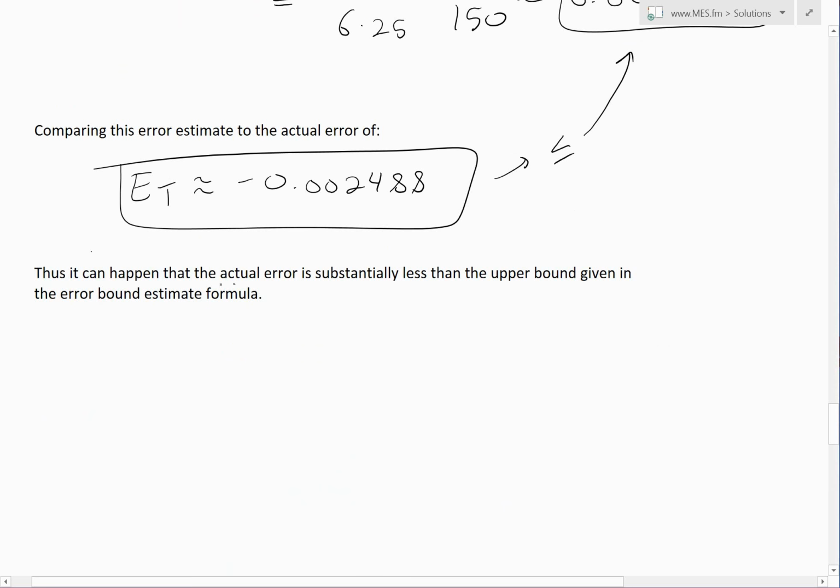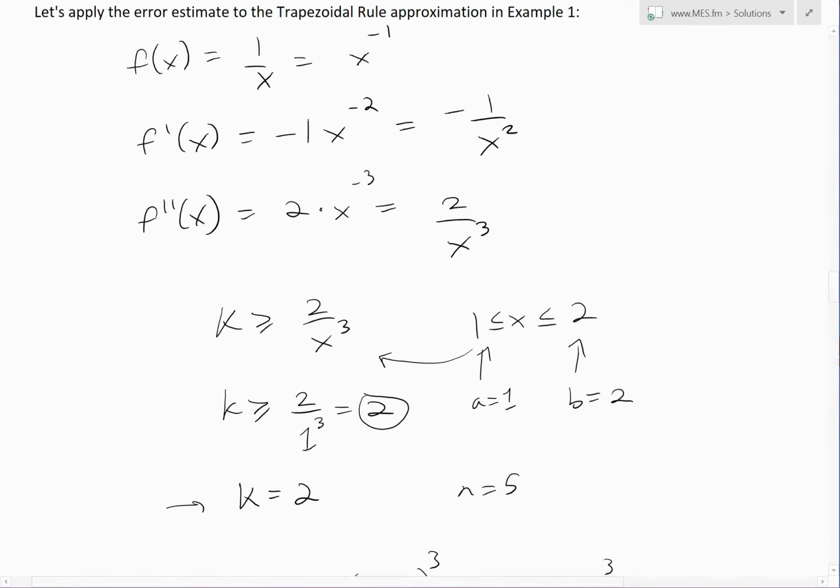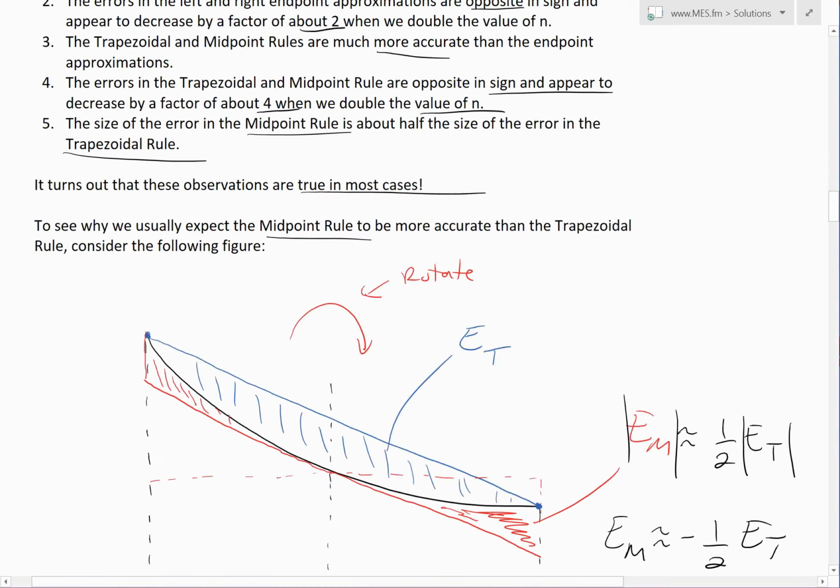And also I just want to state that it can happen that the actual error is substantially less than the upper bound given in the error bound estimate formula. So just saying, sometimes the actual error is still much less, in this case 3 times, than the estimate. Anyways, that's all for today.